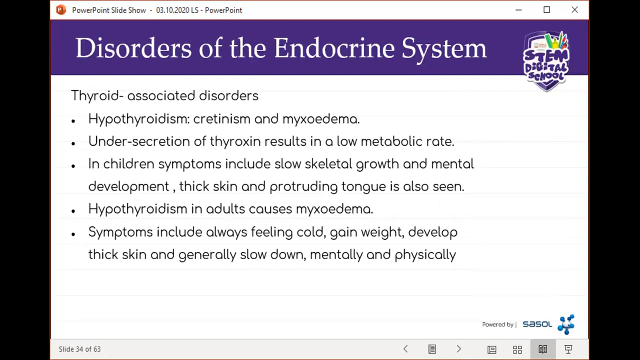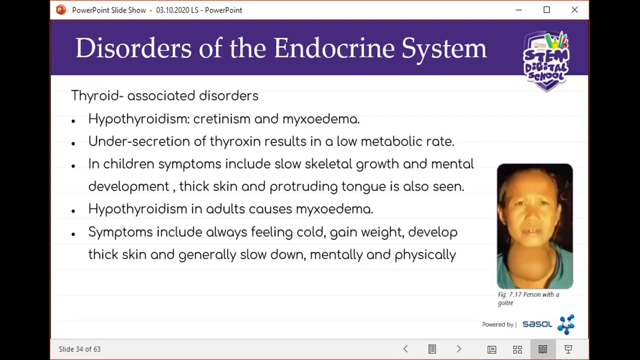Okay, then we have hypothyroidism. So we have cretinism, which usually happens in kids or we find in children, and then myxoedema, which is found in adults. Undersecretion of thyroxine results in a low metabolic rate. In children, symptoms include slow skeletal growth and mental development. Thick skin and a protruding tongue are also seen. Hypothyroidism in adults causes myxoedema, and symptoms include always feeling cold, weight gain, thick skin, and generally slowing down mentally as well as physically.